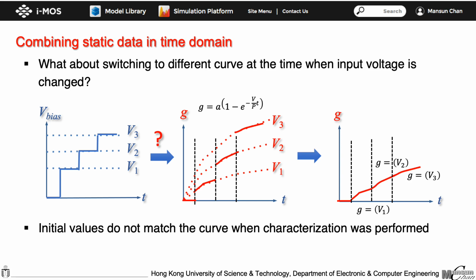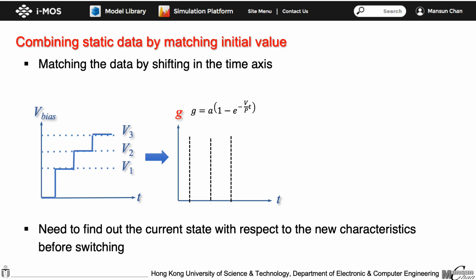But obviously, it is incorrect, because the initial condition when applying the equations for G at V1, V2, and V3 are incorrect. The proper way to combine the static characteristics will be described here. When the bias voltage is switched from 0 to V1, it should correspond to the beginning of the static G versus time curve biased at V1, because it has not been programmed yet. So the initial gap size should be 0.